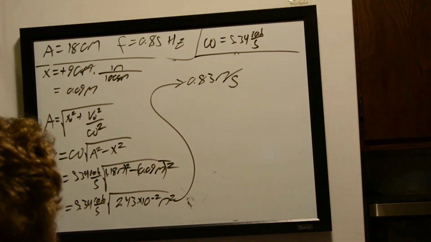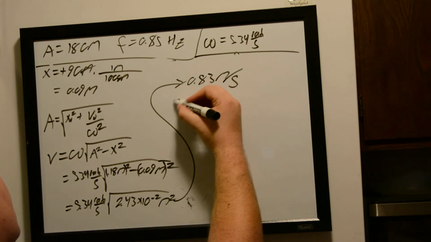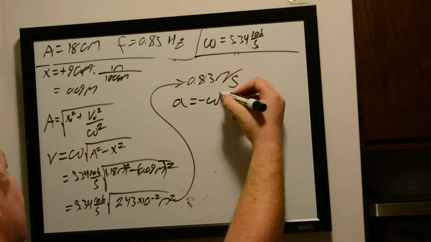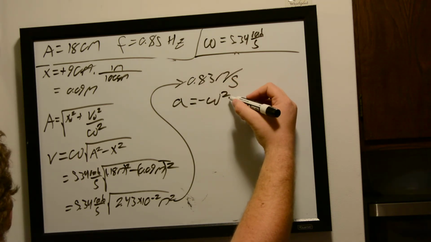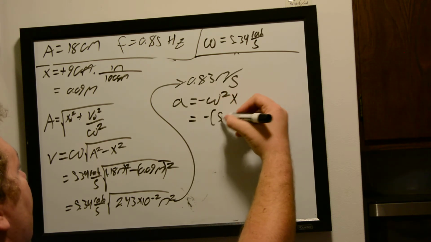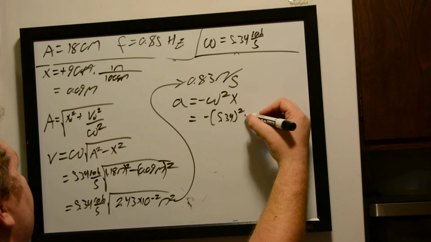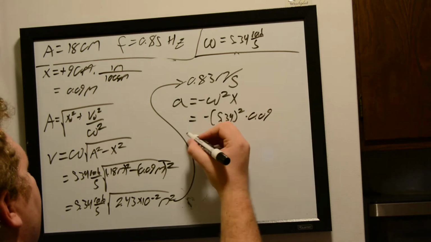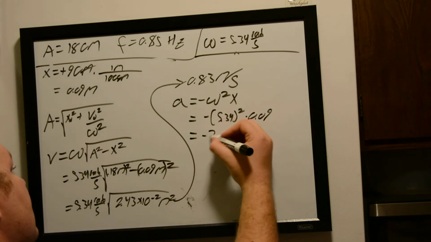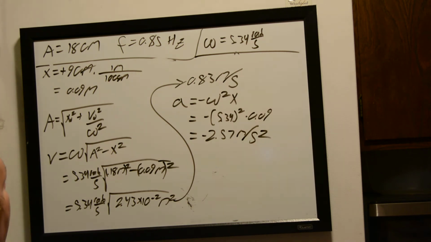And then our acceleration is actually pretty simple, which is nice because we're running out of room. So acceleration given our position is negative angular velocity squared times the position itself. 5.34 squared times 0.09. Oh, and that's going to come out to be negative 2.57 meters per second squared.